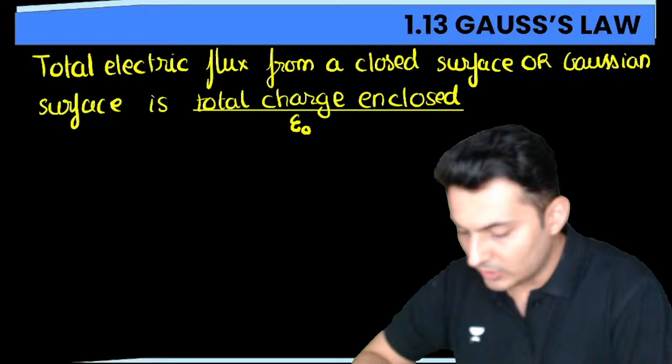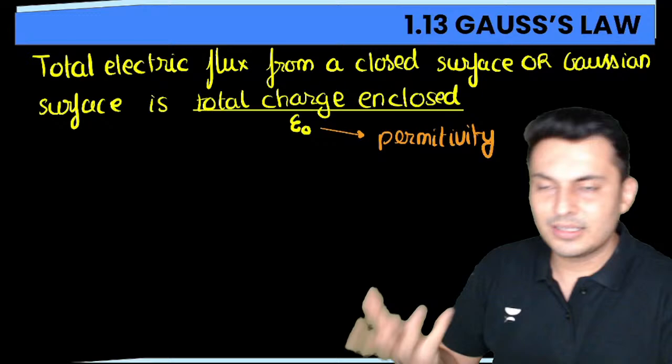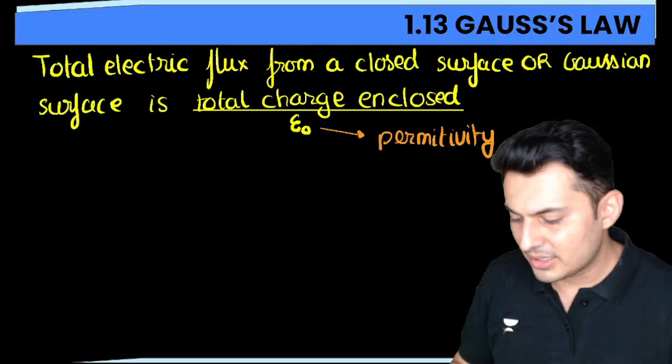Everybody remembers what epsilon naught was? It was nothing but the permittivity of free space. In this case, it will be vacuum. Okay, that is your permittivity. This is what that law says. So let's try to make sense out of it.